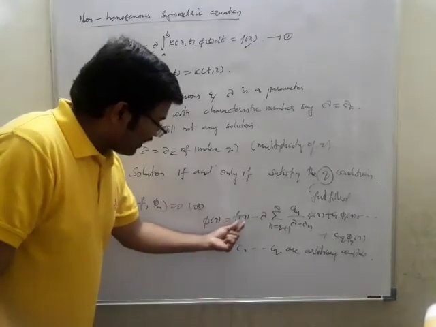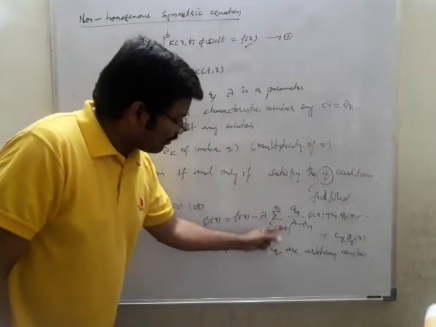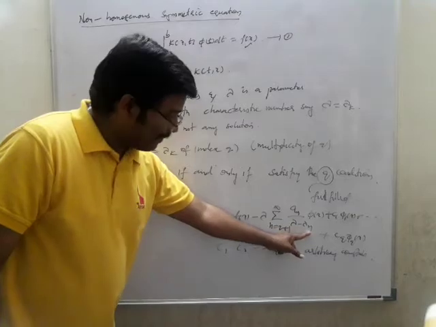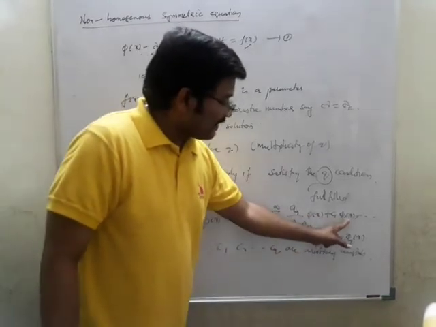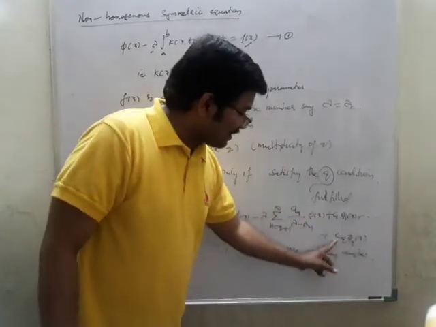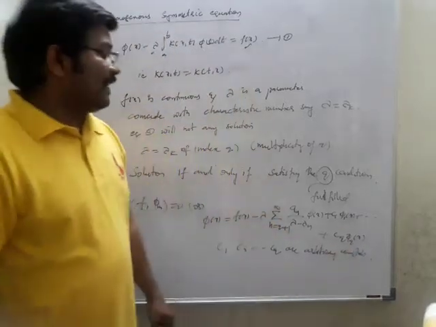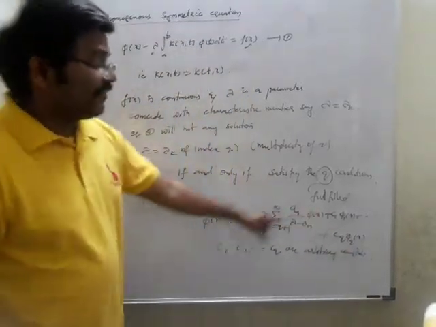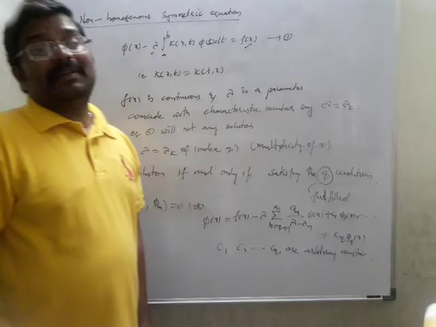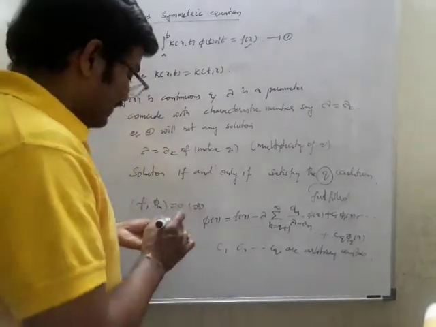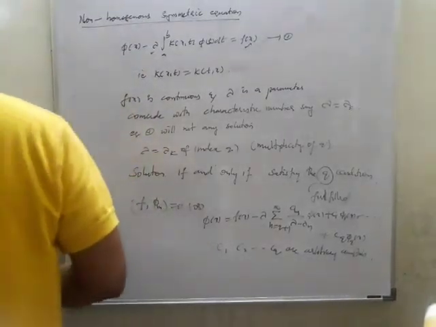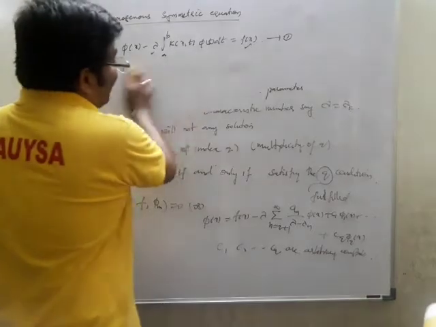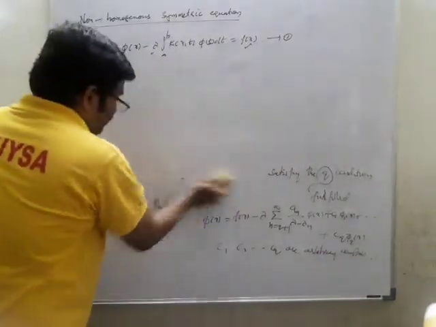Therefore, phi of x equals f of x minus lambda summation n equals q plus 1 to infinity a n by lambda minus lambda n phi n of x, plus c1 phi 1 of x and so on up to cq phi q of x, where c1 and so on are arbitrary constants, and phi 1, phi 2 and so on are called eigenfunctions.